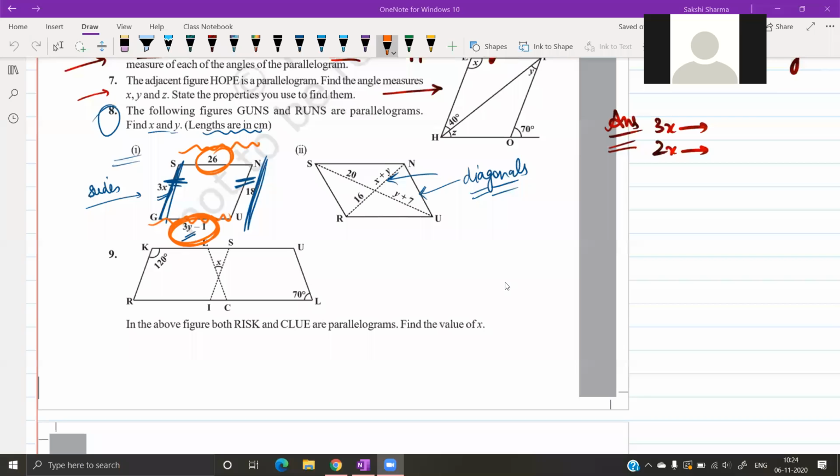This is where we left last time. We were doing question number 8. We have done the first part. We have to do the second part. In the second part, we have the values indicated against the diagonals.